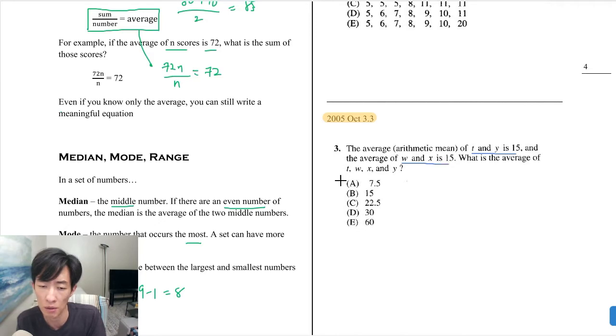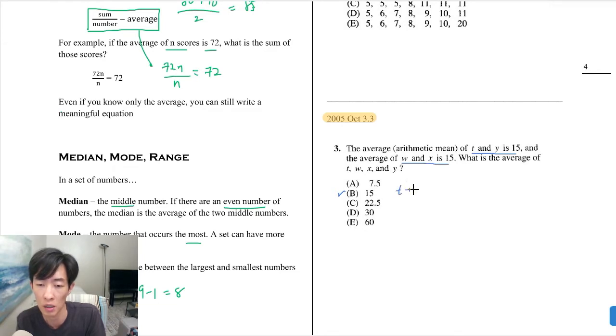What is the average of t, w, x, and y? So you might automatically know that the answer is going to be 15, because if you combine the two sets, the average is not going to change. What I do want to show you, though, is if we work this out fully, how the average equation actually helps us. So let's set this up.